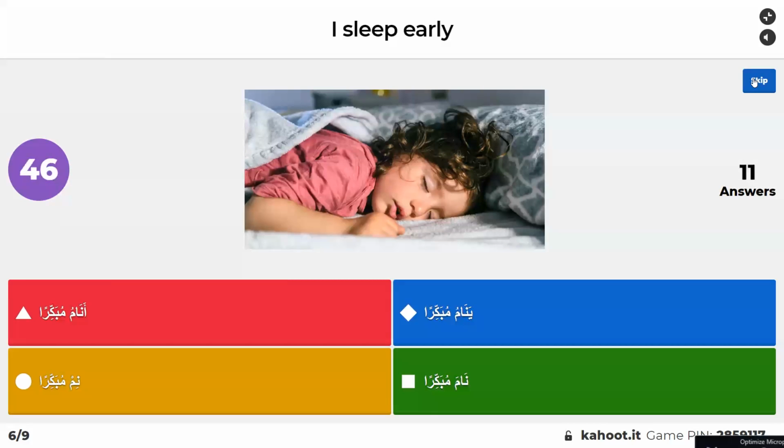Okay, 45 seconds to go. This is another easy one, guys. Try to mark the answer early and let's use the time for the next questions. I sleep early. Blue: yanamu mubakkiran. Red: anamu mubakkiran. Green: nama mubakkiran. Orange: nim mubakkiran. 30 seconds to go, guys. Quickly. Whoever's left, I'll give you 10 more seconds, others I'm going to skip. You've taken enough time. It's 13 people, but 5 seconds more, guys. You need to be fast.